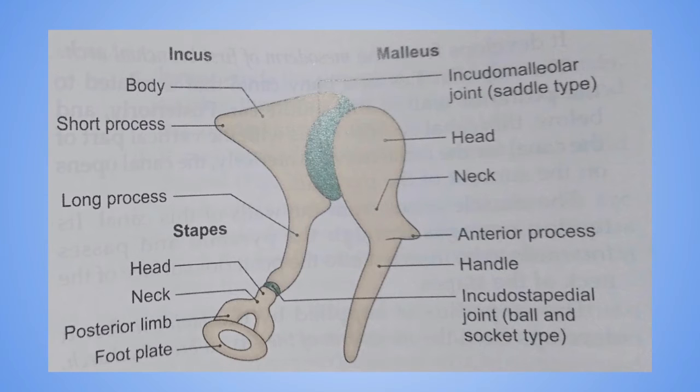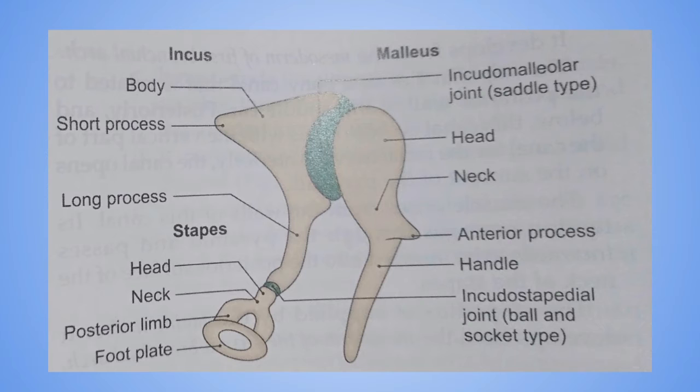And the handle of this malleus extends downwards, backwards and medially and is attached to the upper half of the tympanic membrane. Now next is the incus or the anvil. This is so called because it resembles an anvil used by the blacksmiths, right? It resembles a molar tooth and has the following two parts, that is the body and the long process.